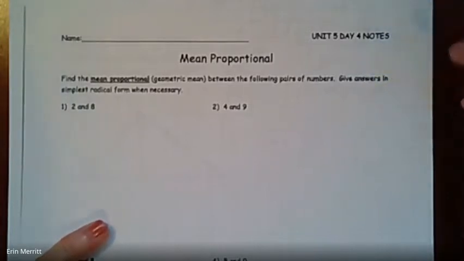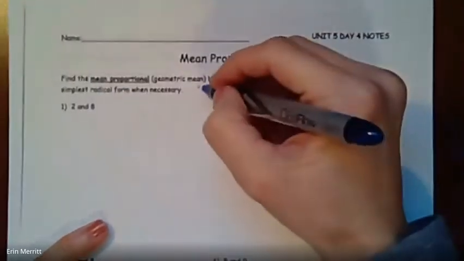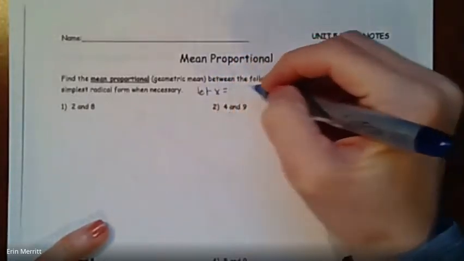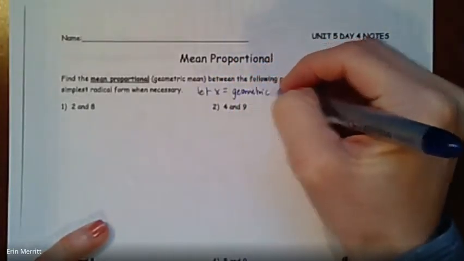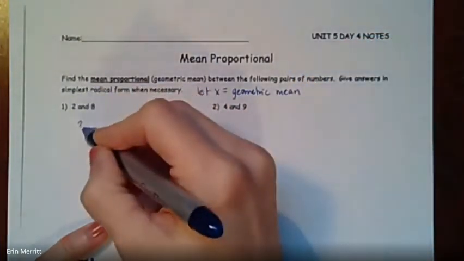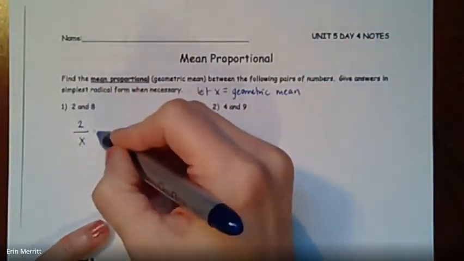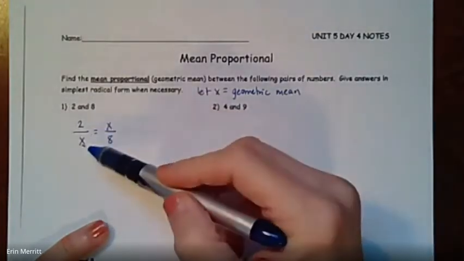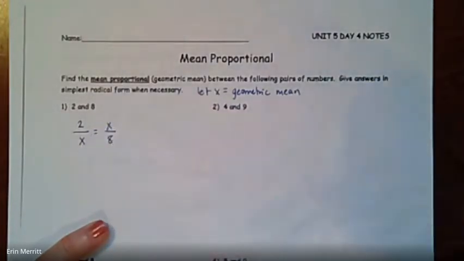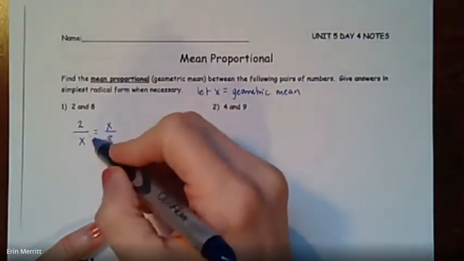So what I mean by that is if I let x represent the geometric mean, all right, what that means is that I can say that 2 is to x as x is to 8. It's saying what value can you put here and here that would balance and create a true proportion. So if we solve, we would cross multiply.